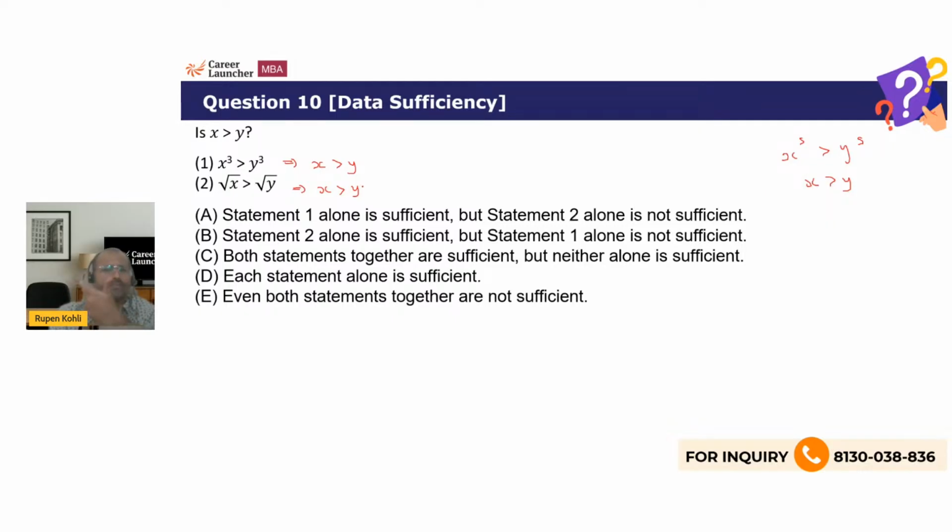That's a simple explanation of this question. So each statement alone is sufficient to answer the question. The first is telling us x is more than y, and the second one is also telling the same. They come to the same conclusion. That's it.